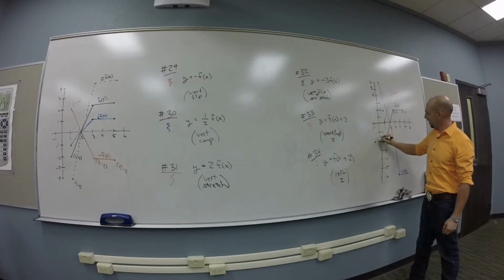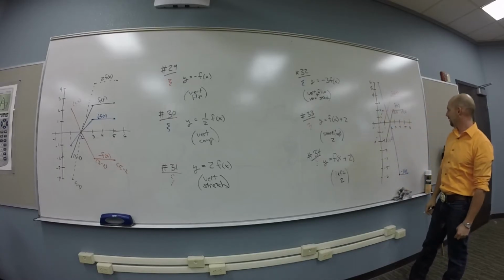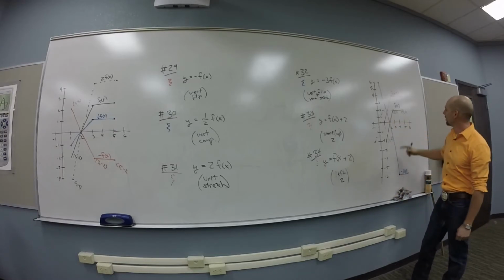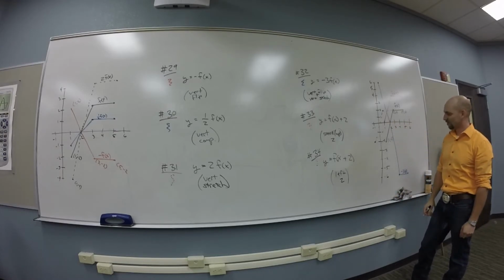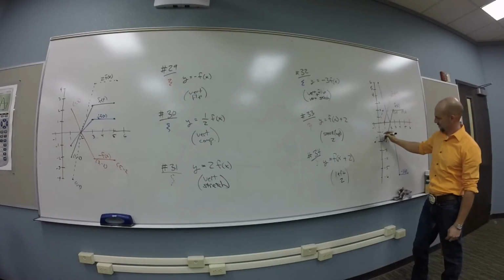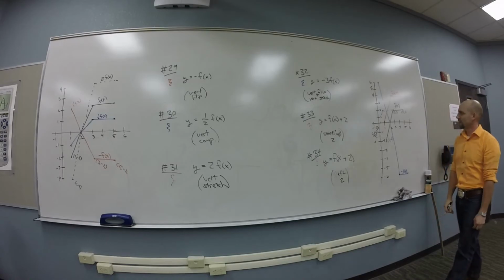So let's see. Now I need a dashed line between these. Wow, this picture got horrible. These ones overlapped way more than those ones. So the dashes, what's the label? f of the quantity x plus 2 for the dashes.